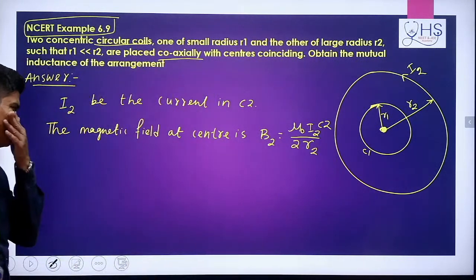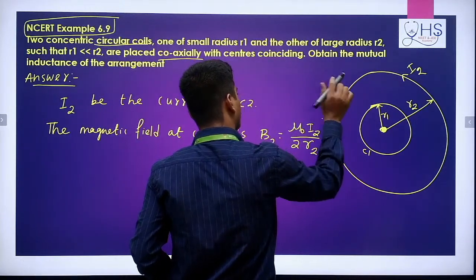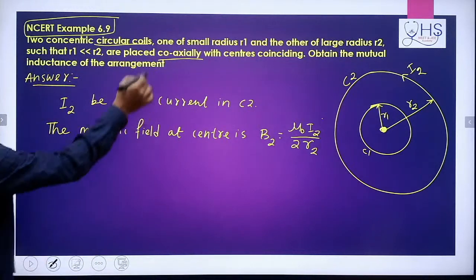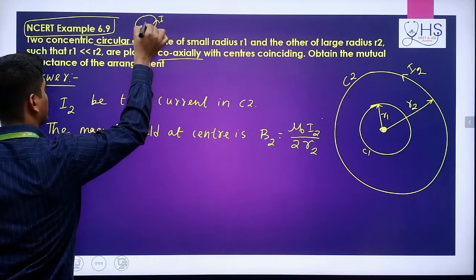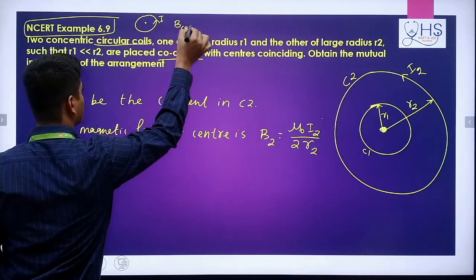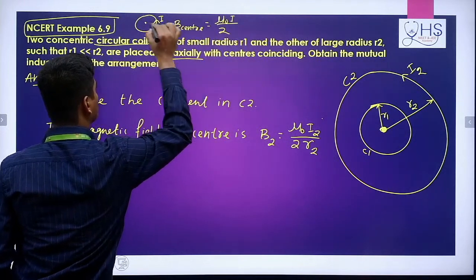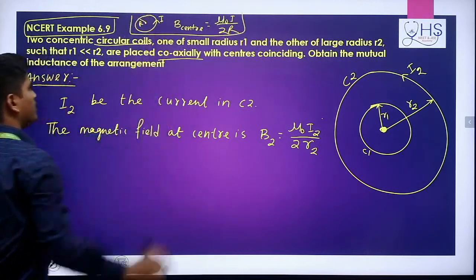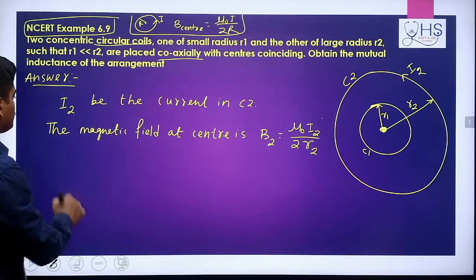So from where is this formula coming? Mu naught I2 by 2R2. You remember, for a circular coil, if current I is flowing, the magnetic field at the center is how much? That is mu naught I by 2R, if the radius is R for this coil. So this one we already studied. Okay. So that's why the magnetic field at the center is this one.